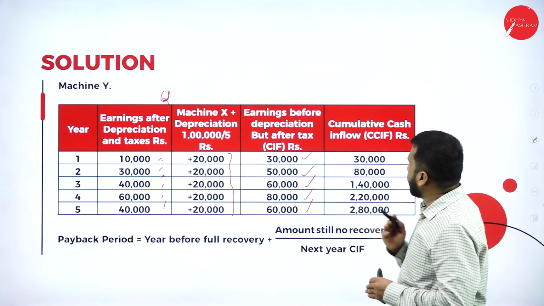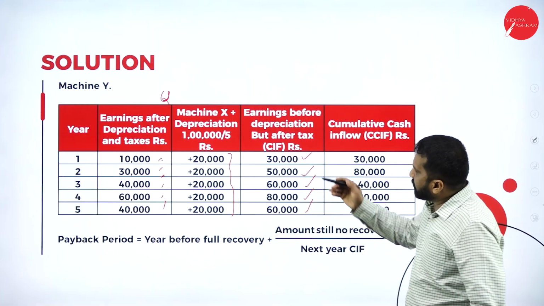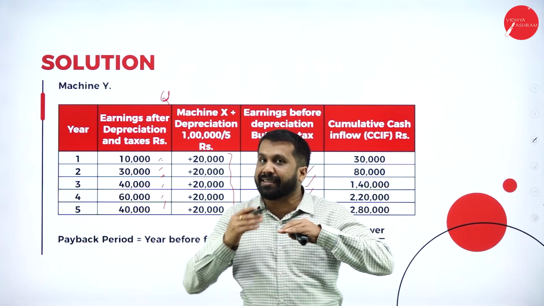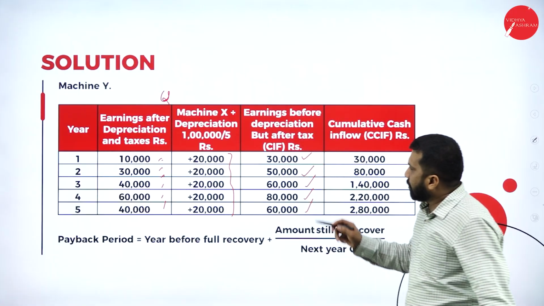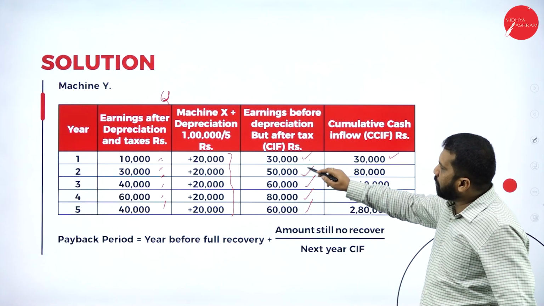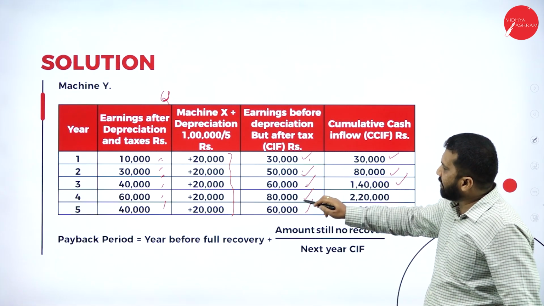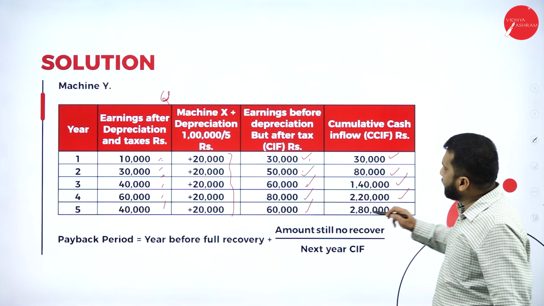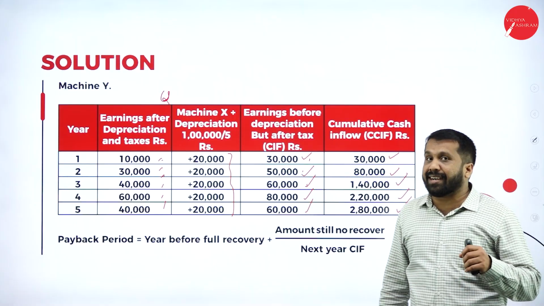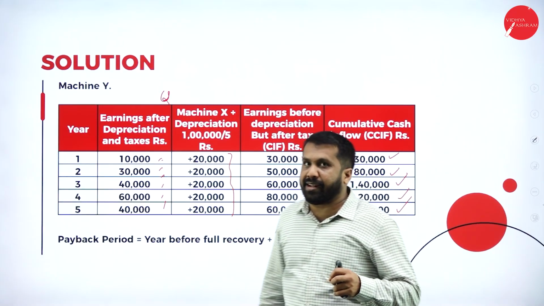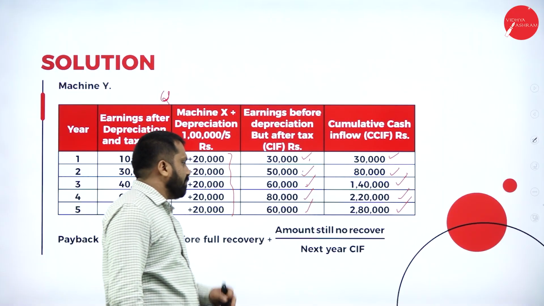Once you are done with that, come to the cumulative. Cumulative means you have to keep on adding the next year. 30,000 will be as it is. 30 plus 50, it is 80. 80 plus 60, 140, plus 80, 220, plus 60, it will be 2,80,000. Once you are done with your 2,80,000, what is the next step?